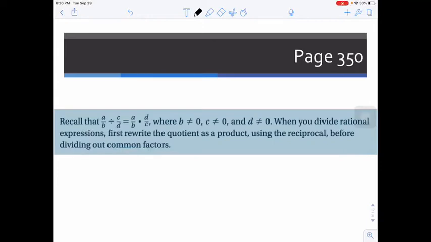Section 5.2, example 4 on page 350. Recall that a over b divided by c over d is equal to a over b times d over c, where b does not equal 0 and c does not equal 0 and d does not equal 0. When you divide rational expressions, first rewrite the quotient as a product using the reciprocal before dividing out common factors.